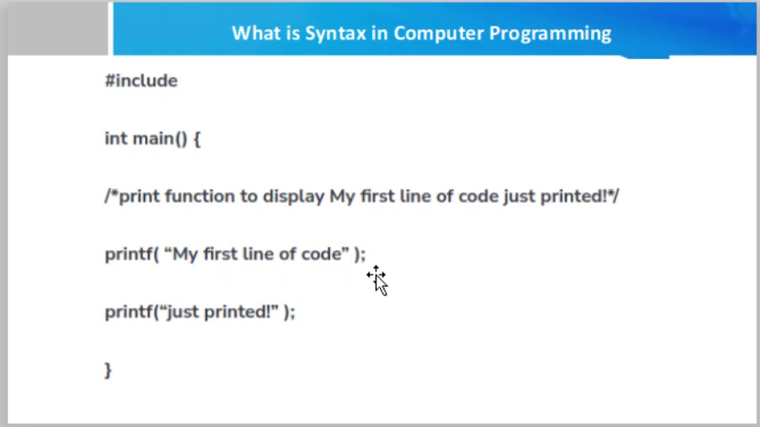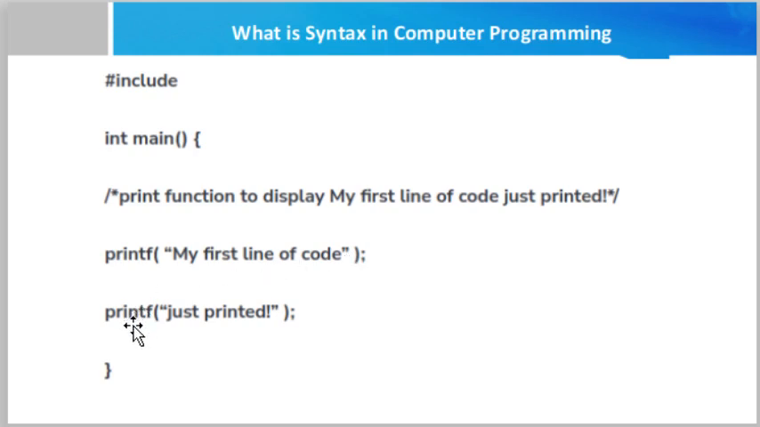Now remember, if I don't put the semicolon here, you will get the error of syntax. The compiler will show you that there is a syntax error. Similarly, if I don't put this close bracket here, it will again show you a syntax error. If I don't put the double quotation here, again it is an error.